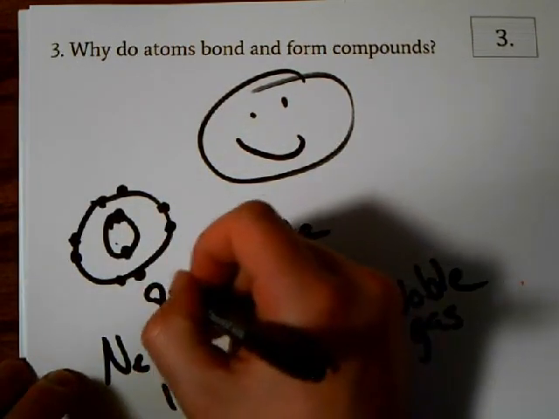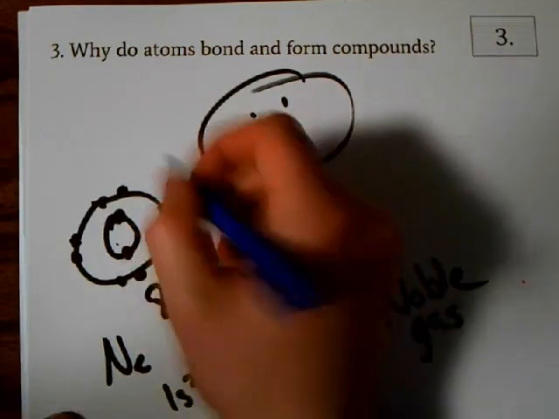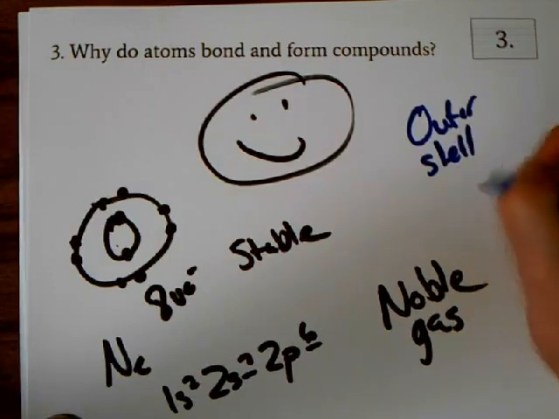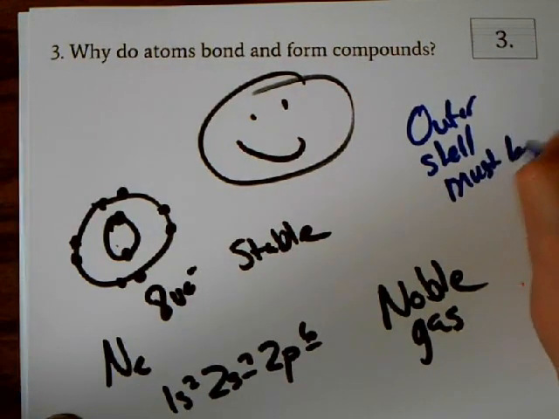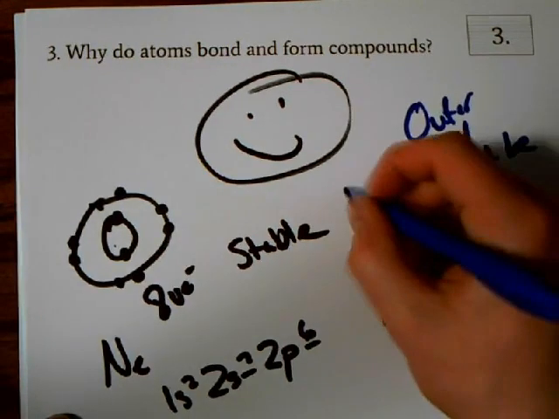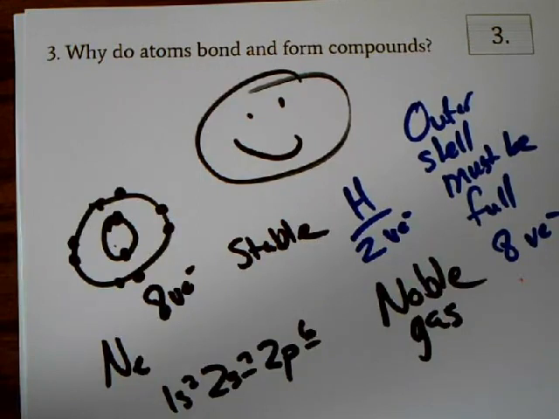Most of the time that means that there's 8 valence electrons, but that really just means they're stable when their outer shell is going to be full. So atoms bond and form compounds so that they can get an outer shell that's full. So the outer shell must be full. For everyone that's 8 valence electrons, except for hydrogen. Hydrogen just wants 2 valence electrons, and we'll get into how they get those valence electrons.